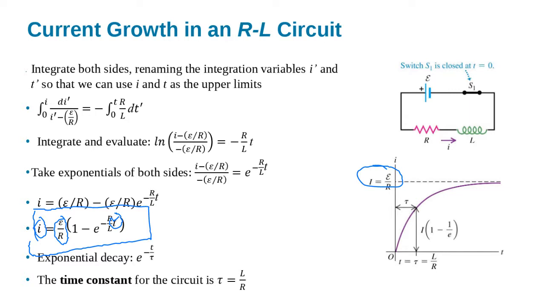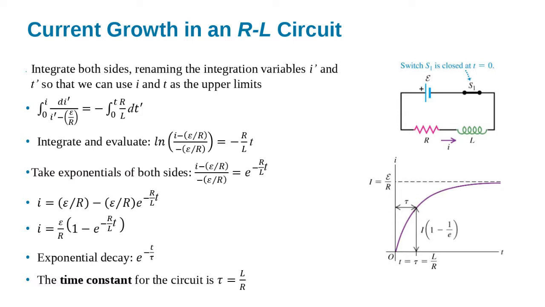And then this part, this R over L, is related to the time constant. So we just need to flip this around a bit. The form of an exponential decay is e to the minus t over tau. So here in this equation, it's got a bit messy now, but here it's t times R over L.